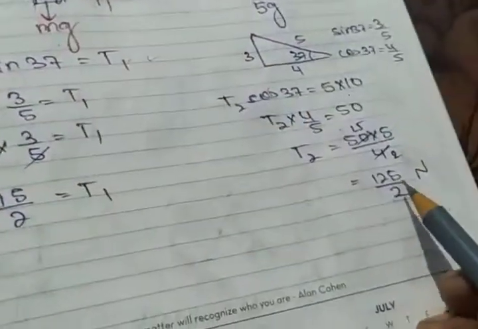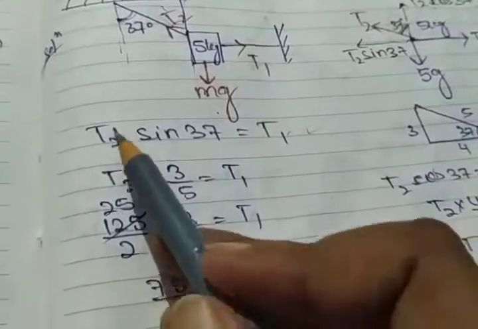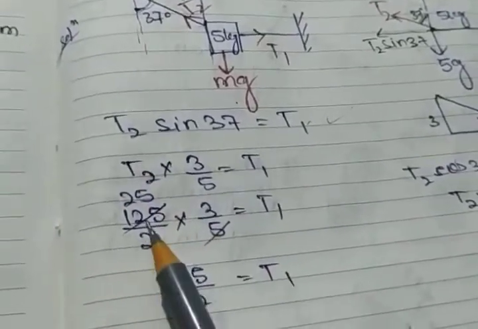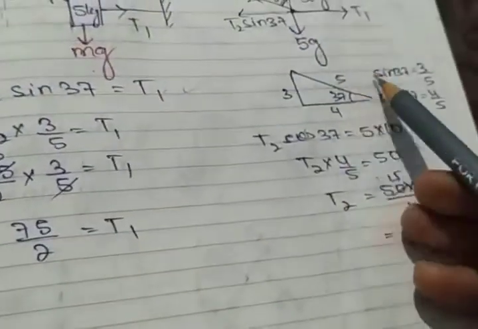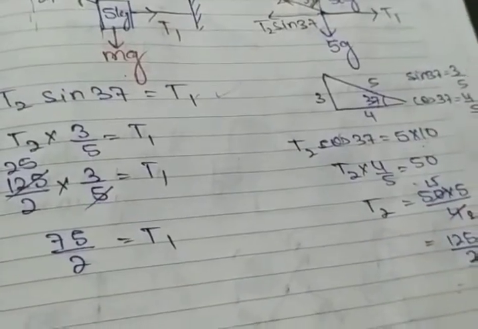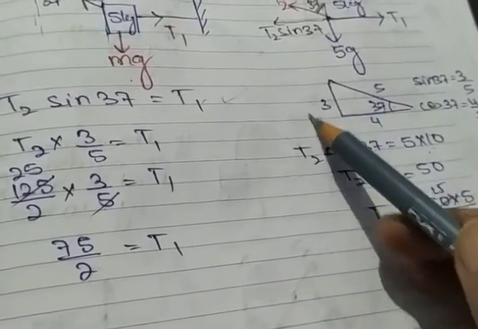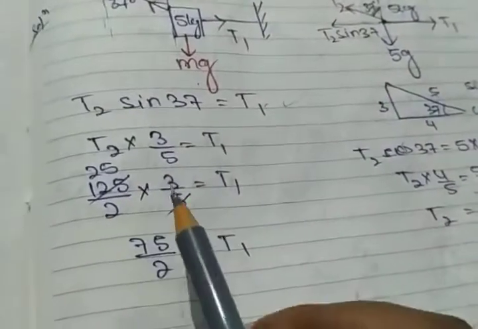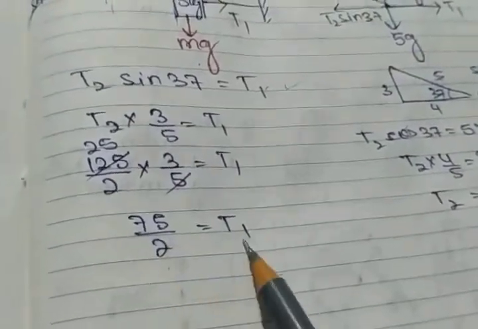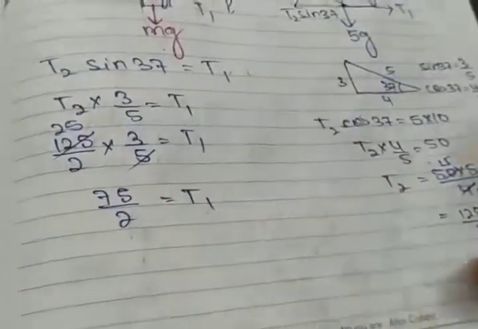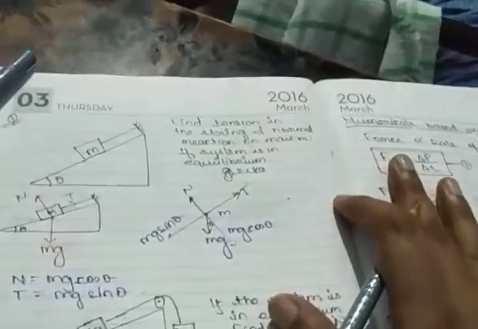Now let us see, T2's value I know. So can I put the value of T2 over here? So just put the value of T2 in T2 sin 37. Again we'll take sine of this. So sine is p by h, so 3 by 4. So again divided, we get 75 upon 2, that is T1. So by this we can find both the values. You can find it in decimals.